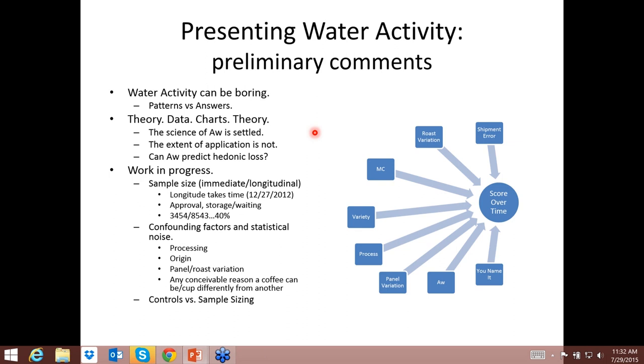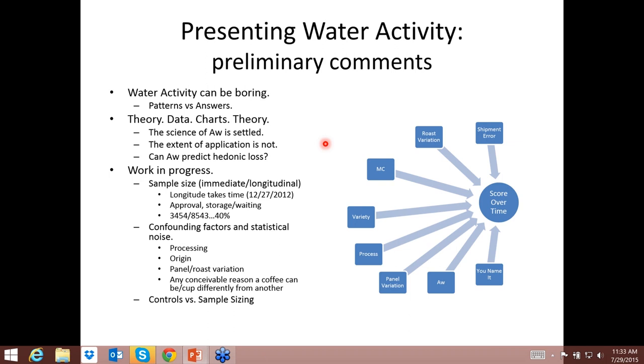Science on water activity, as Wendy was talking about, is pretty darn settled. The extent of application is not. So that's what we're doing. We're taking water activity, we're looking at all the theory, we're looking at the science, and we're trying to apply it to an interesting application, as Wendy said, something with a little bit more finesse. So can water activity predict this very specific hedonic loss? And of course, it's difficult because part of that hedonic value has to do with cupper preference, or what we have here, panel variation. So this is a work in progress for us here at Cafe Imports.